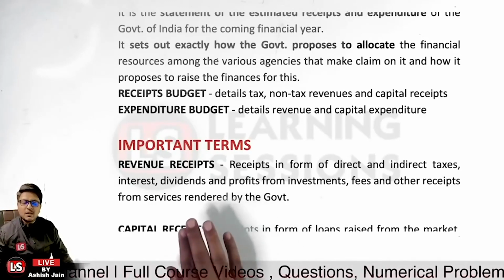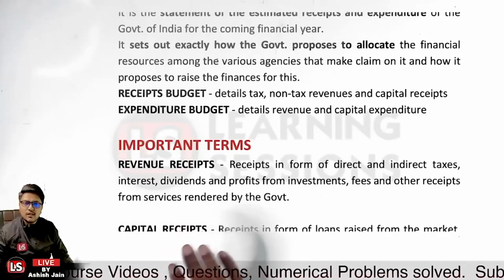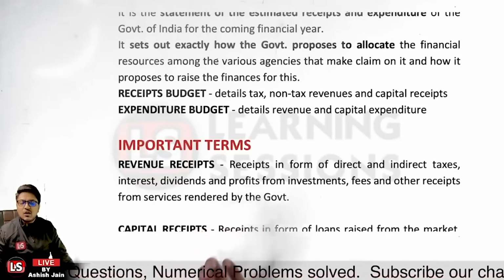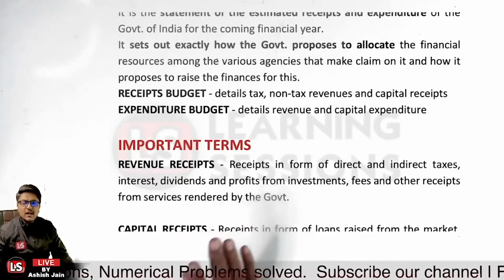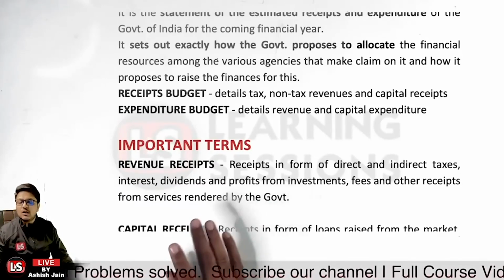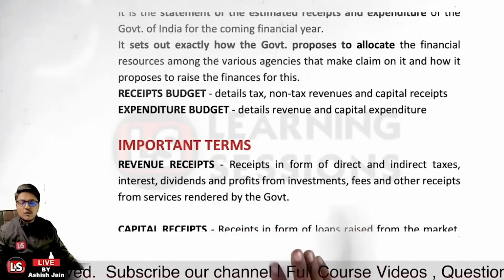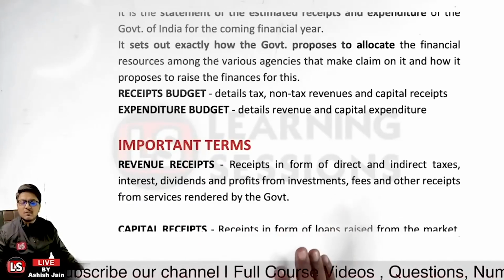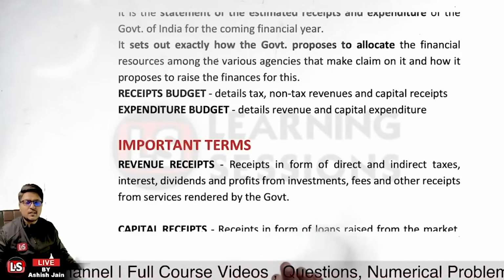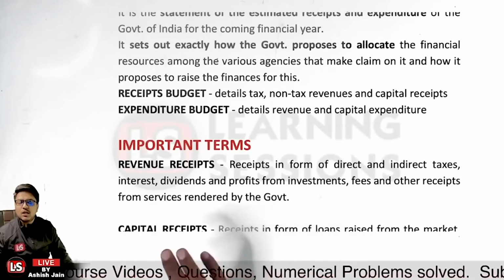And further, it may be the case that the government has invested in different companies. Likewise, if the government has invested in LIC or other undertakings, in that case the government may also be earning dividends on equity, and also profits from other investments, or it may be fees or other receipts generated by rendering different services. So those all are related to the revenue receipts.